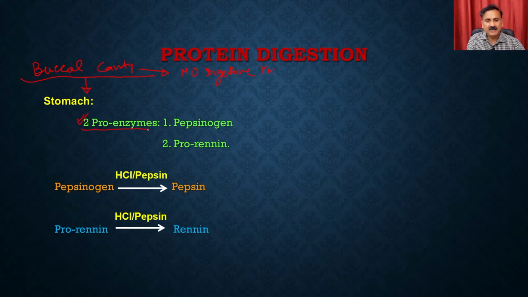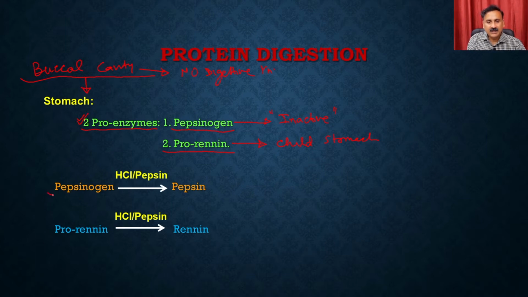A proenzyme means an enzyme which is present in the inactive form, right. So you have two proenzymes, one is called pepsinogen, the other one is called prorenin. And prorenin, I think we discussed, is only present in the child, right. So the child's stomach, okay, and these two proenzymes have to be activated first, and only then are they going to act on the proteinaceous substances.